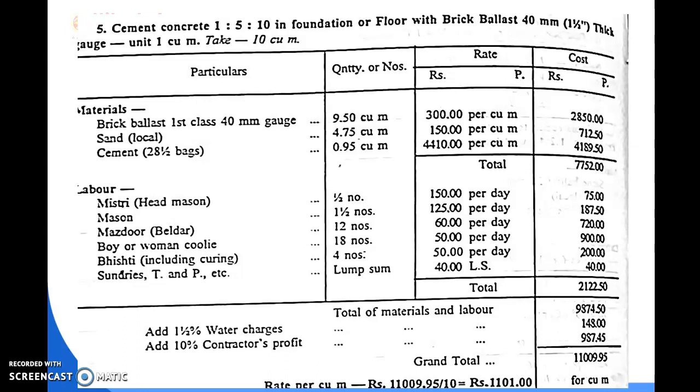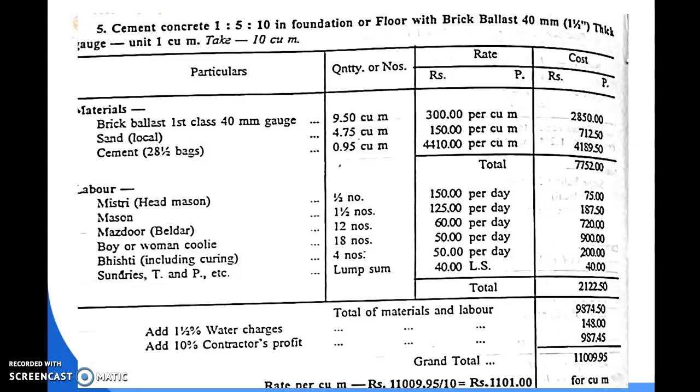In case of sand, we apply the same procedure. The sand quantity is 4.75, into the rate of sand per cubic, which is 150. So 4.75 into 150 is equal to 712.50. It means 712 rupees and 50 paise. Then we consider cement. Cement per cubic value is 4,410, but here only 0.95 cubic is used. So for the 0.95 cubic, how much is the value? It is 4,189.50.